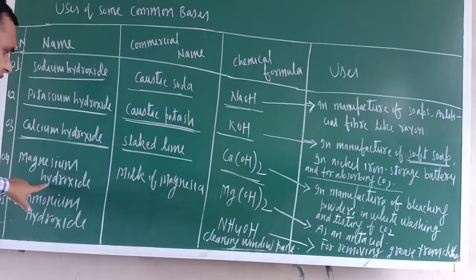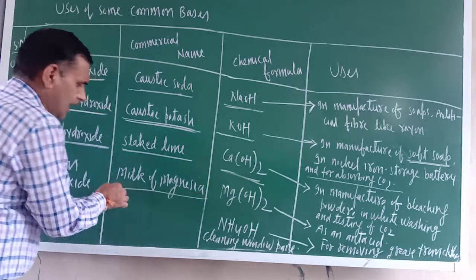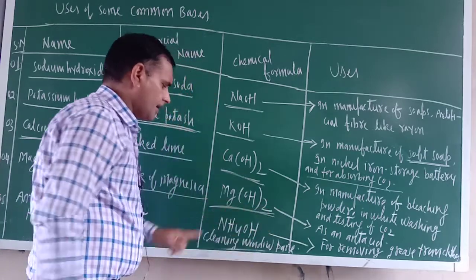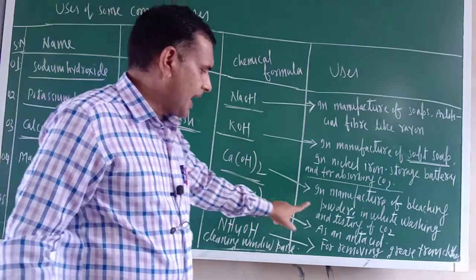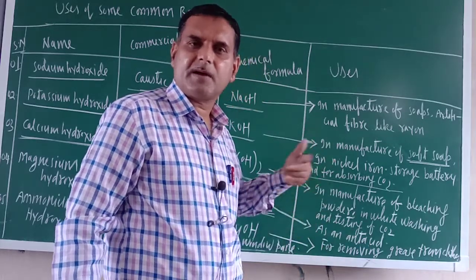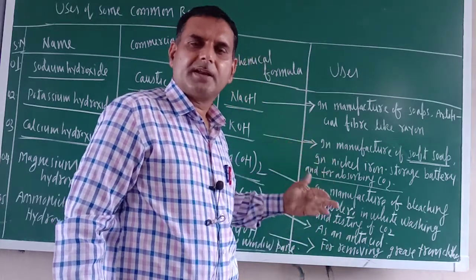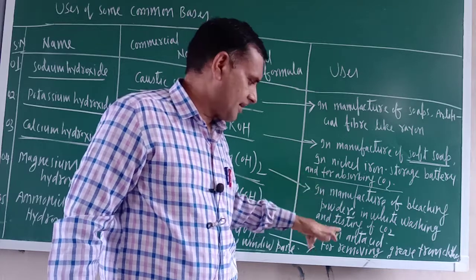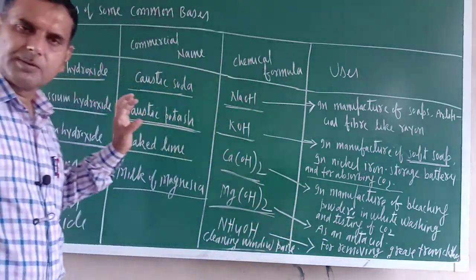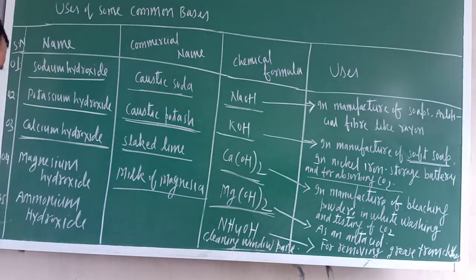Next one is magnesium hydroxide. This is called milk of magnesia. Magnesium hydroxide is used as an antacid. When we are suffering from acidity, what is given? Milk of magnesia is given as an antacid. This is the most important application of magnesium hydroxide.